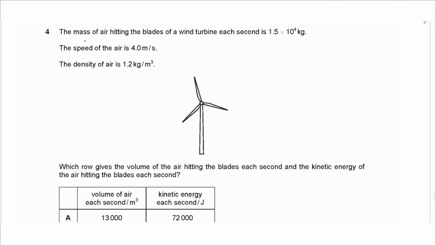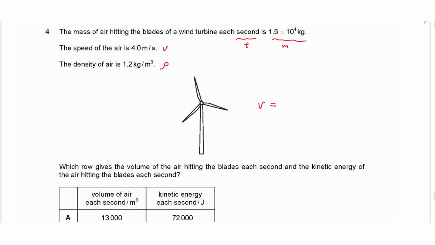Question 4 says the mass of air hitting the blades of a wind turbine each second is 1.5 times 10 to the power of 4 kilograms, and we have the time 1 second. The speed of the air is 4 meters per second. The density of the air is 1.2 kilograms per meter cubed. So we have mass, time, speed, and density. Which row gives the volume of the air hitting the blades each second and the kinetic energy of the air hitting the blades each second?